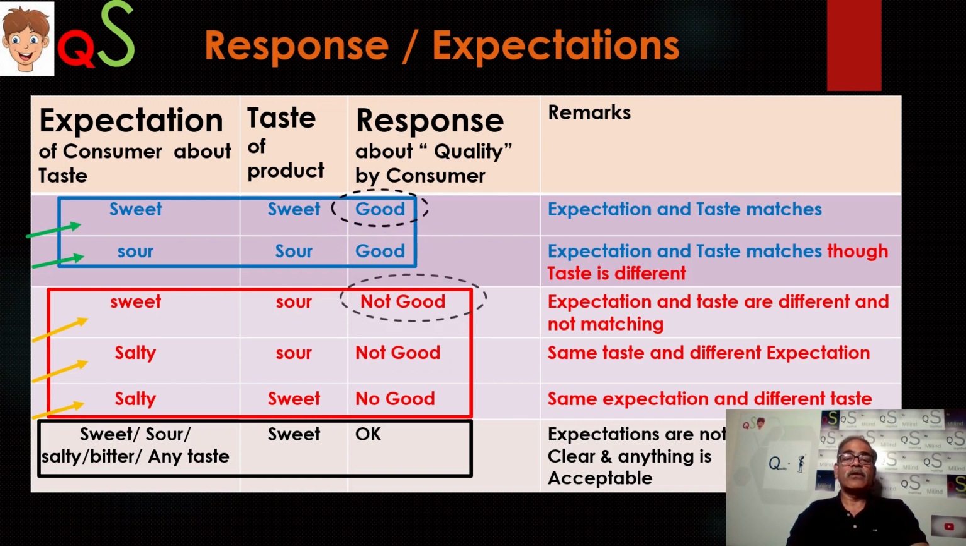You can very well see that sweet taste has got good and not good rating in this table. So based on this, we reach a first important conclusion while defining quality: whenever we evaluate quality of a product, we have to consider the product with customers' expectation and not the standalone product.